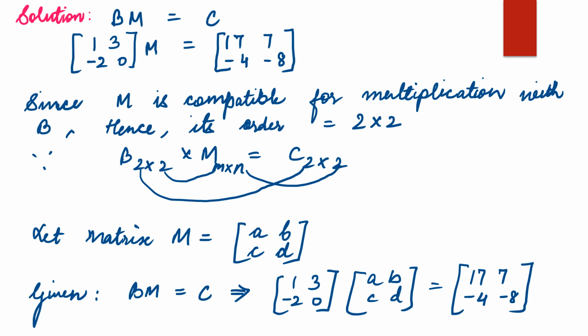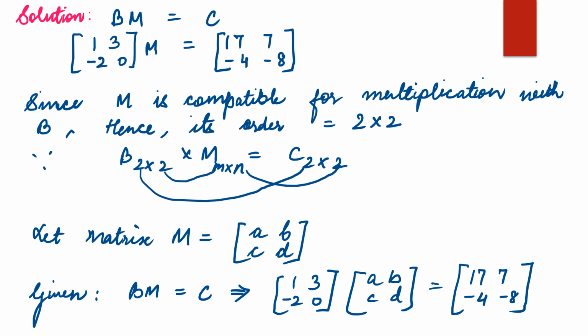I hope you have understood. n is equal to 2 because we know that m into n times n into p gives m into p. So the p value is equal to the column value of n, and the row value will be equal to the column value of p.